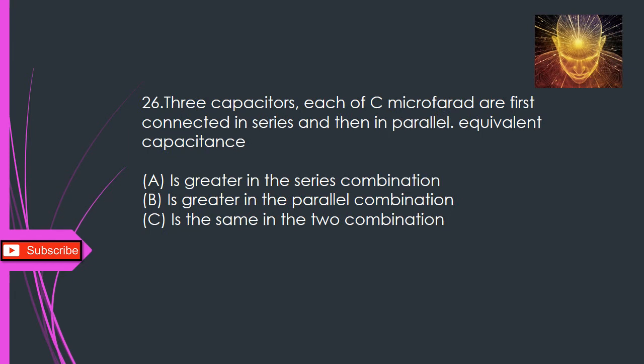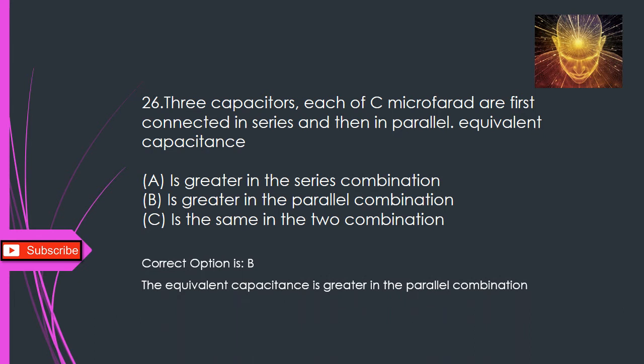3 capacitors, each of C microfarad, are first connected in series and then in parallel. Equivalent capacitance: A. Is greater in the series combination. B. Is greater in the parallel combination. C. Is the same in the two combinations. Correct option is B. The equivalent capacitance is greater in the parallel combination.